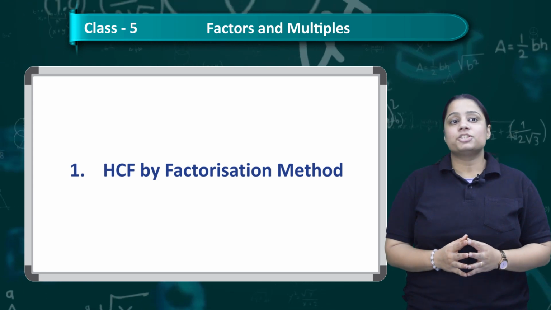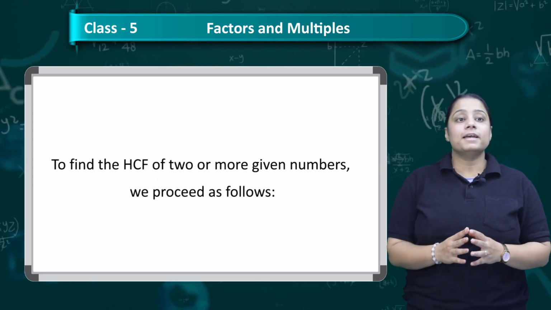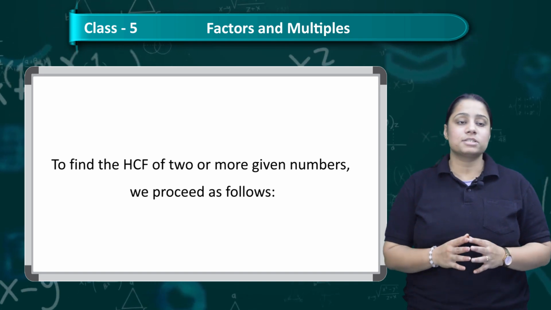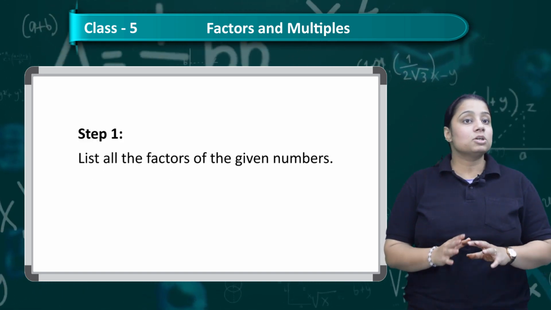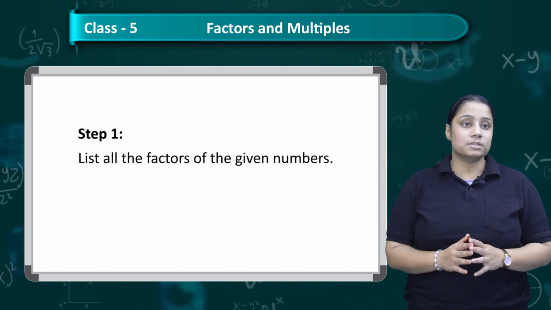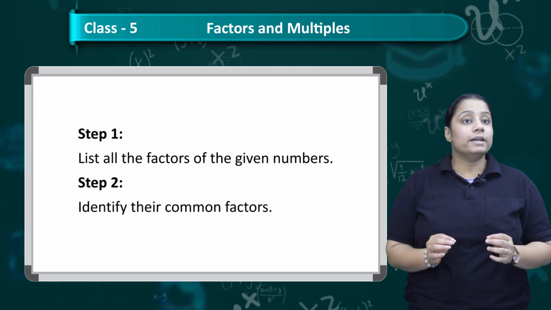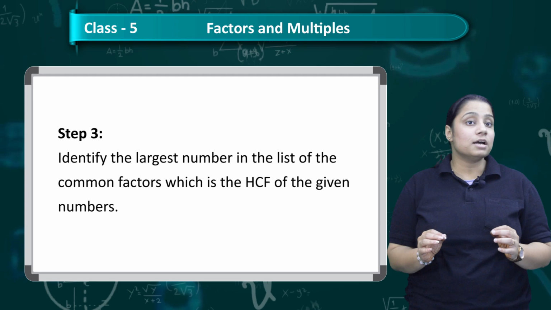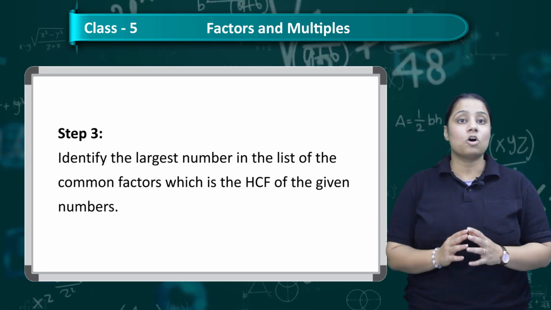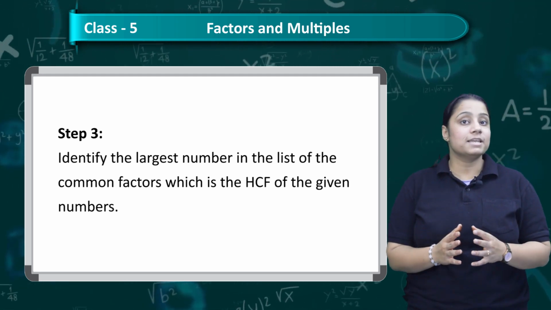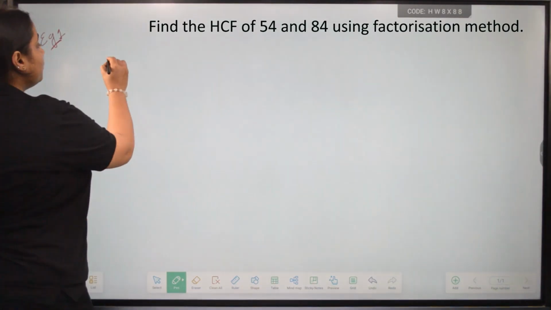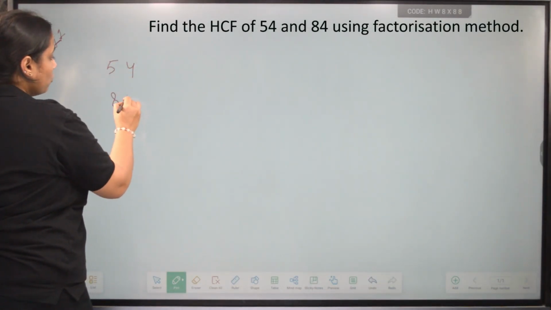HCF by factorization method. To find the HCF of 2 or more given numbers, we proceed as follows. Step 1. List all the factors of the given numbers. Step 2. Identify their common factors. Step 3. Identify the largest number in the list of the common factors, which is the HCF of the given numbers. We have to find the HCF of 54 and 84.